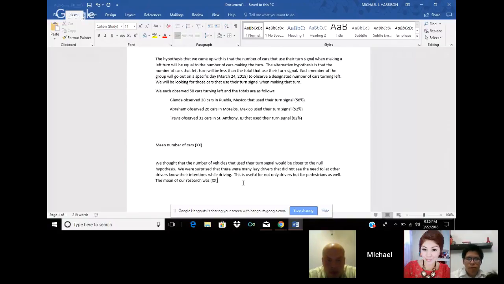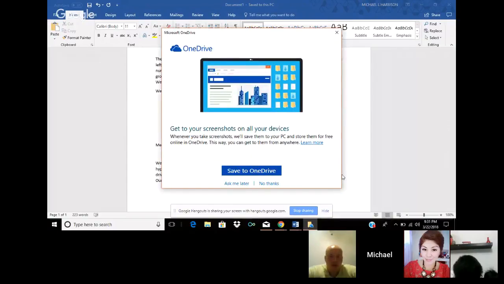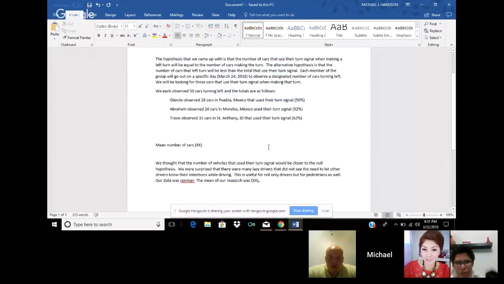Well, with each of us looking at 50 cars, that's going to be automatic with the central limit theorem. Oh, right. So maybe we can state that we are using the central limit theorem. It's just an idea. Yeah, that's a good idea. You say our data is normal based on the number of cars that we use as an n, a large sample size. Normally distributed.